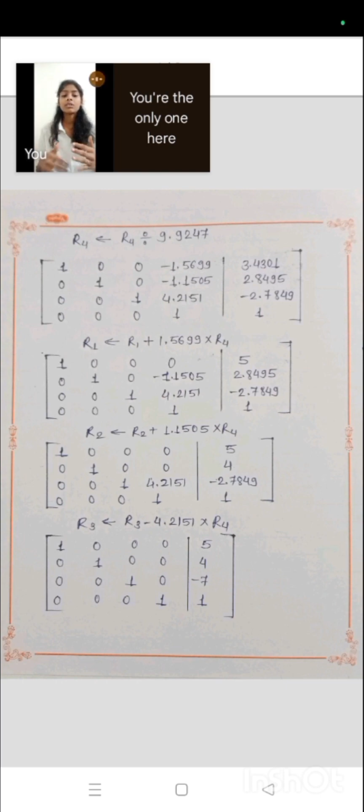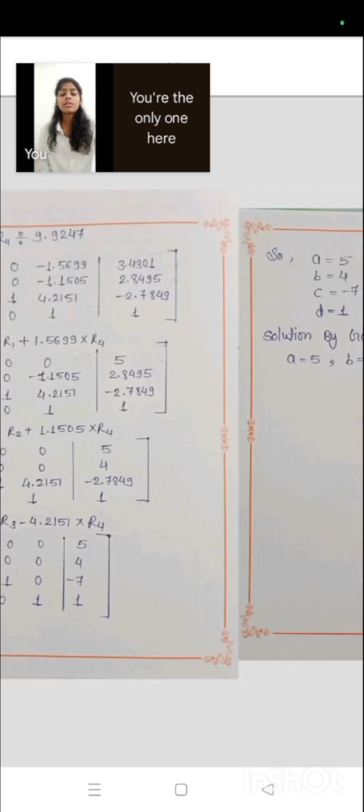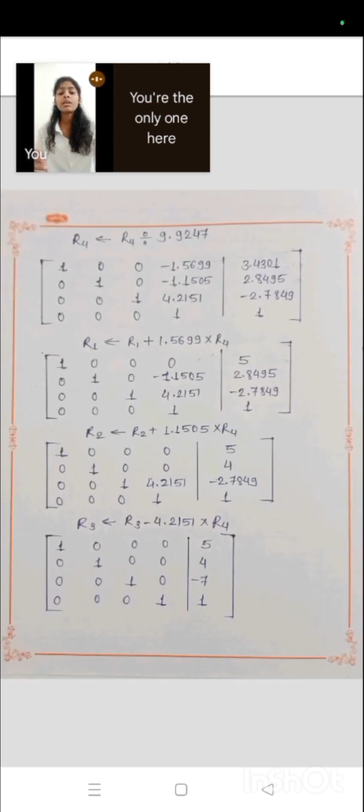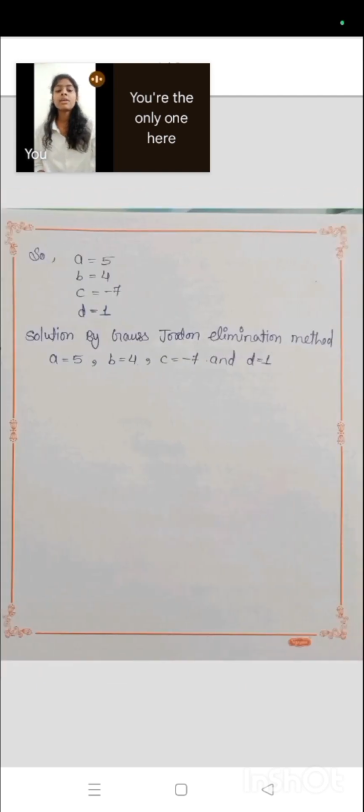Okay, so here you can see that we reduced the coefficient matrix into a diagonal matrix. So we write this matrix in the form of equations. Here in equation form: a is equal to 5, b is equal to 4, c is equal to minus 7, and d is equal to 1, by the Gauss-Jordan elimination method. The coefficient a value is 5, coefficient b value is 4, coefficient c value is minus 7, and d is equal to 1. So here the answer will be completed.